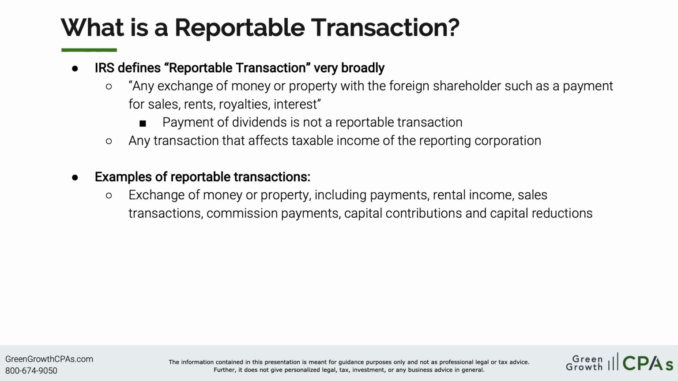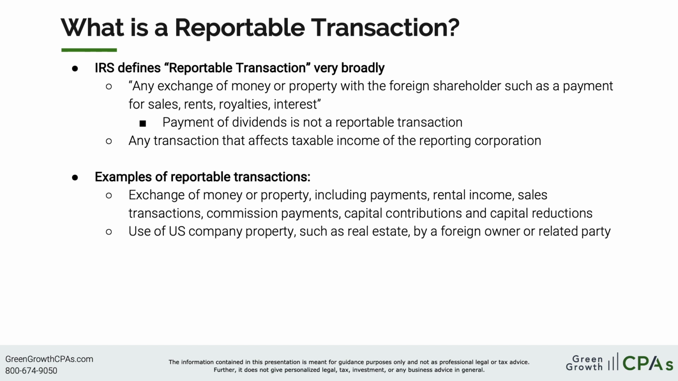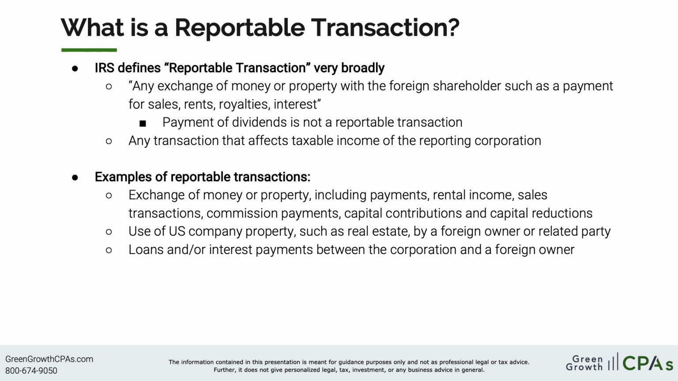So some examples of reportable transactions include the exchange of money or property, including payments, rental income, sales transactions, commission payments, capital contributions, and capital reductions. Now, another example could be the use of a U.S. company's property, such as real estate, by a foreign owner or related party. And it can also include loans and or interest payments between the corporation and a foreign owner.